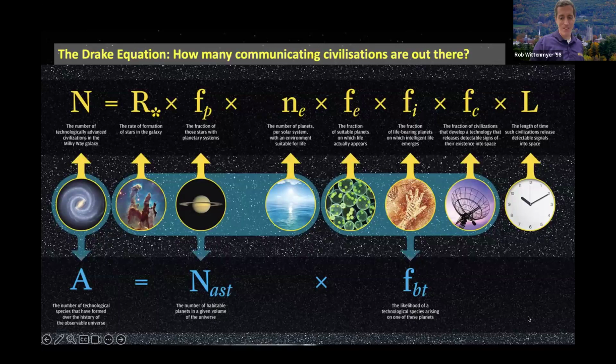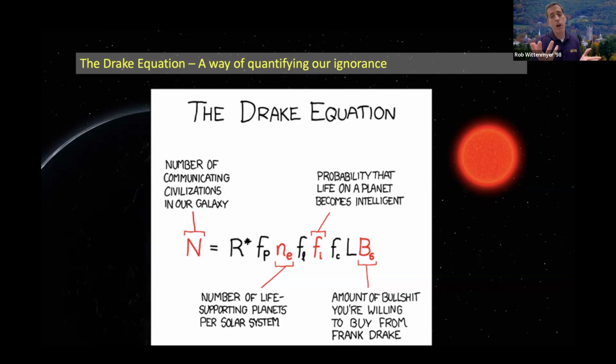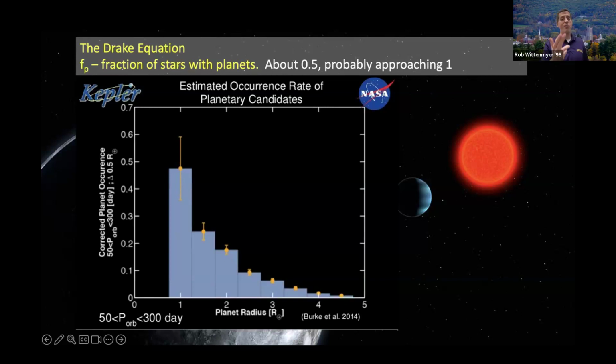It's really more of a way of quantifying your ignorance. It's a thought experiment. I sometimes put "equation" in sarcasm quotes because it's more of a thought experiment to think about what might be out there. Some of these terms we've done a good job of measuring. This is what Kepler was built to do. And so the fraction of stars with planets is probably about 100%. It's like cockroaches. Every star has planets.